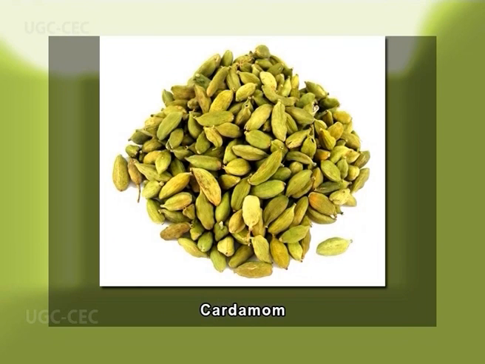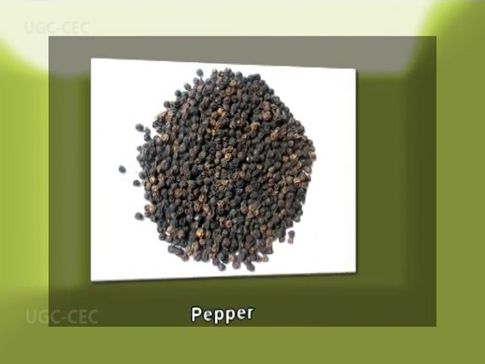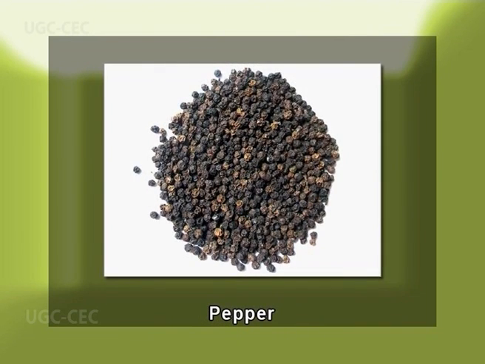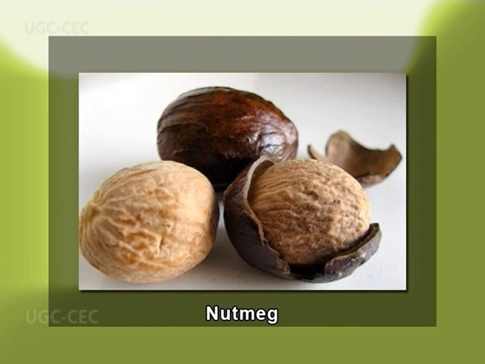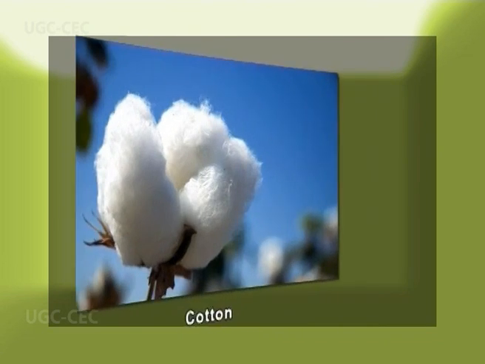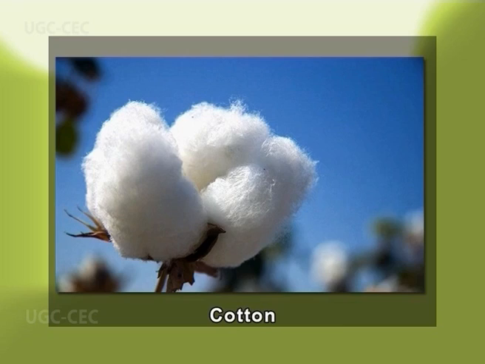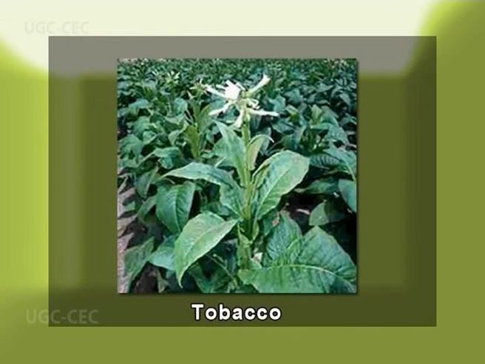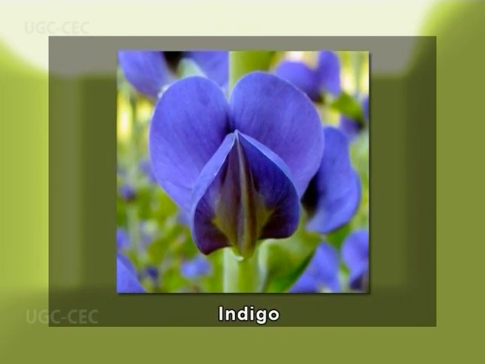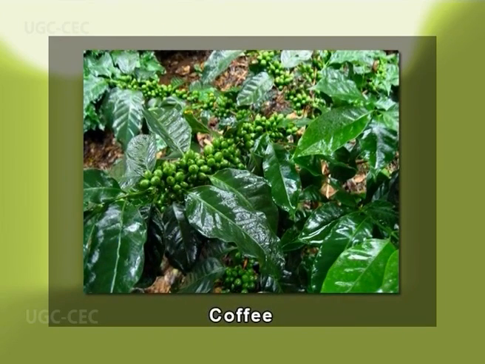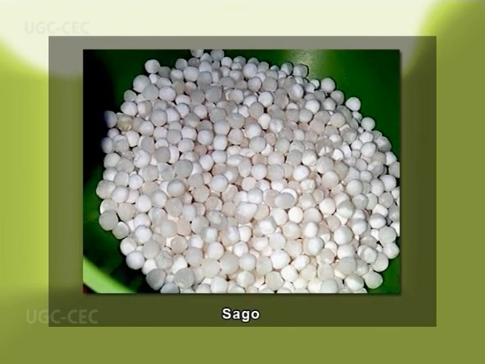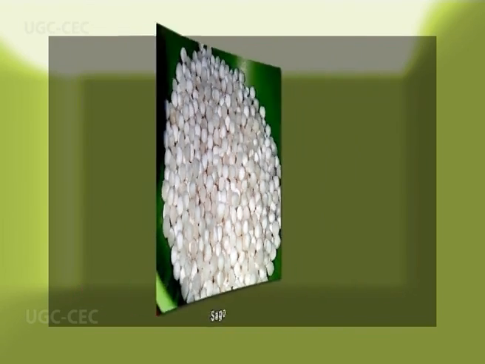garden, wherein he introduced many economically important plants including cardamom, pepper, nutmeg, cotton, tobacco, indigo, coffee, sago, and teak.